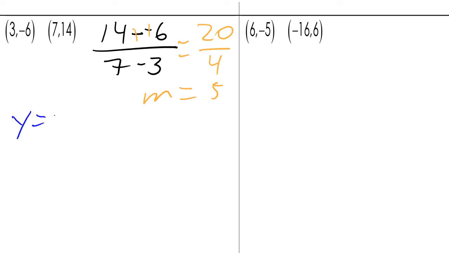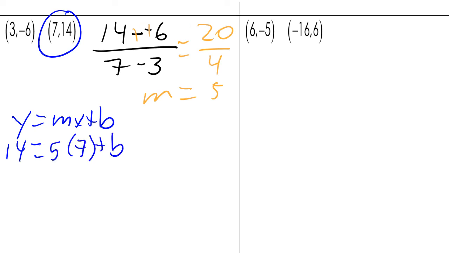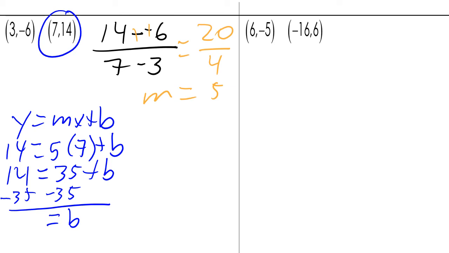Now I need to find the y-intercept. I need to find b. y equals mx plus b. I pick a point, doesn't matter which point. I'll use the second point this time. 14 equals 5 times 7 plus b. I put 14 in for y, 7 in for x, 5 in for m. 5 times 7 is 35. Bring down the plus b. Subtract 35 from both sides, and I get b is equal to 14 minus 35, which is negative 21. So the equation is y equals 5x minus 21.